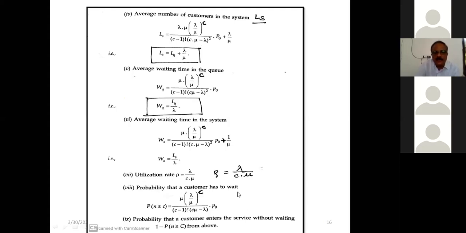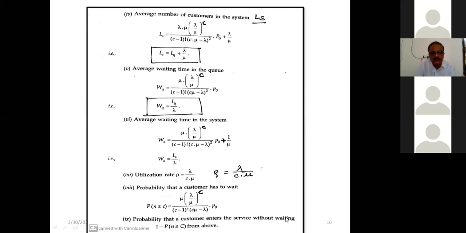Then next, the probability that a customer has to wait. What is the probability that a certain customer will have to wait? For this particular model, when the channels are C, it is equal to mu into (lambda by mu) to the power C divided by (C minus 1) factorial into (C mu minus lambda) into P0. And the last measure is the probability that a customer enters the service without waiting.